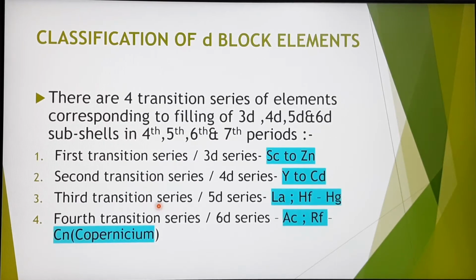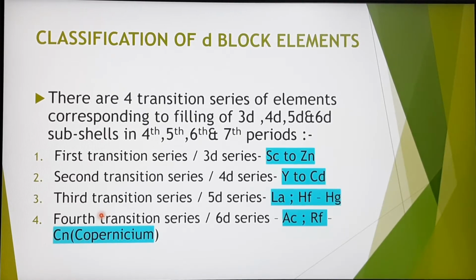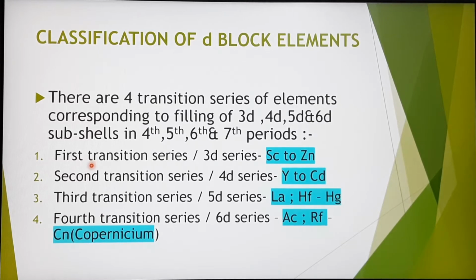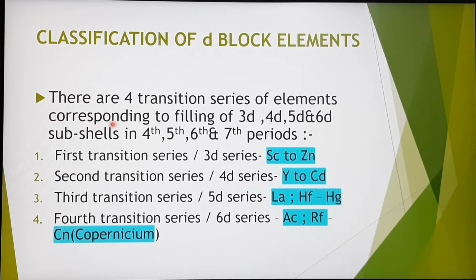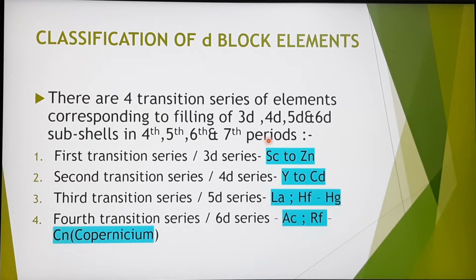D block elements are also known as transition elements. Why are they called transition elements? Because they are intervening between S and P block elements. There are 4 transition series in the periodic table corresponding to the filling of 3d, 4d, 5d and 6d subshells in the 4th, 5th, 6th and 7th periods respectively.